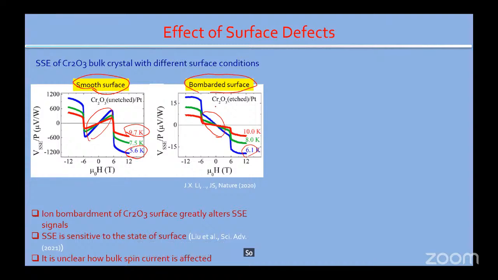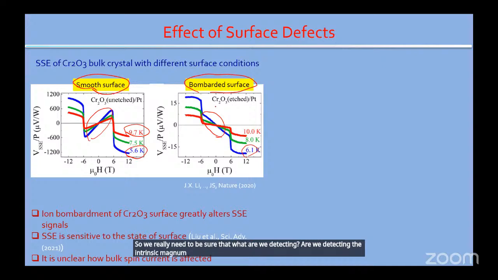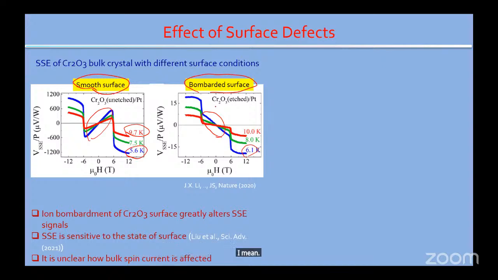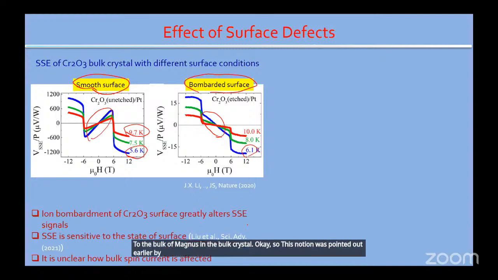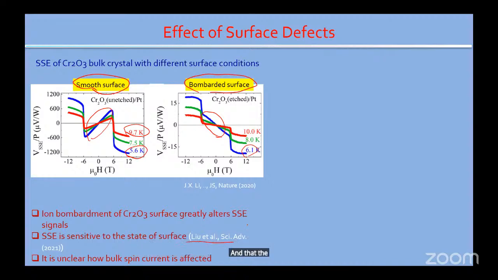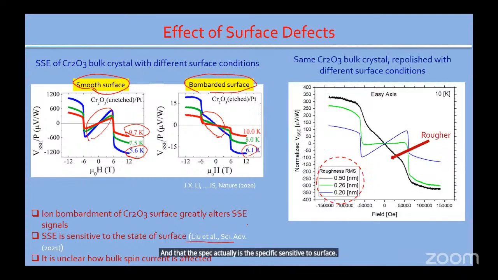So we really need to be sure what we are detecting. Are we detecting the intrinsic magnon spin current, or some extrinsic signal? By extrinsic, I mean from defects or other things unrelated to the bulk magnons in the bulk crystal. This notion was pointed out earlier by an Argonne group, who found that the signal is sensitive to the surface in their measurements. So we did a little more study on this.